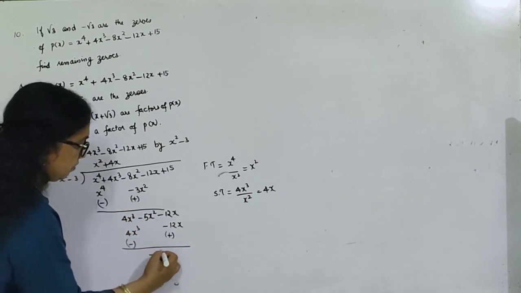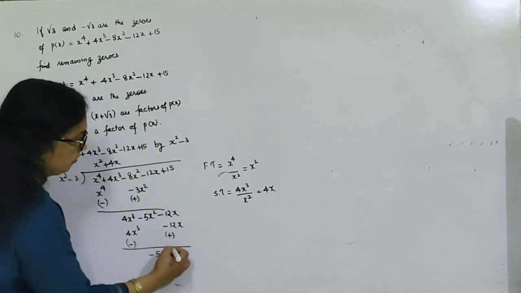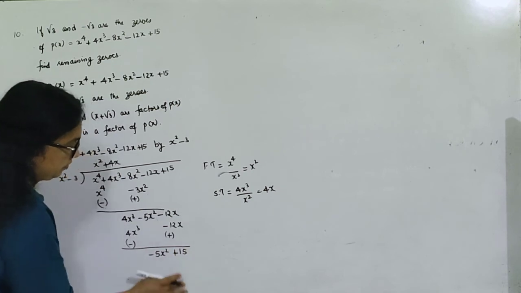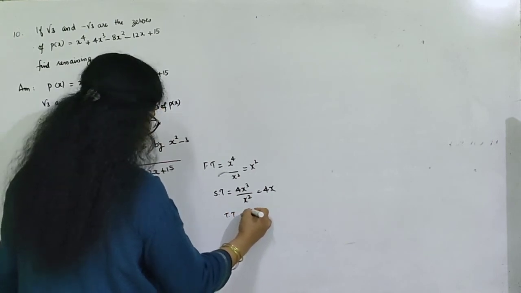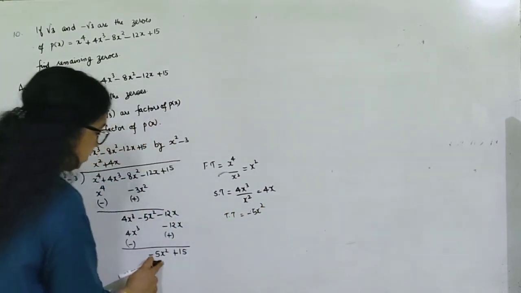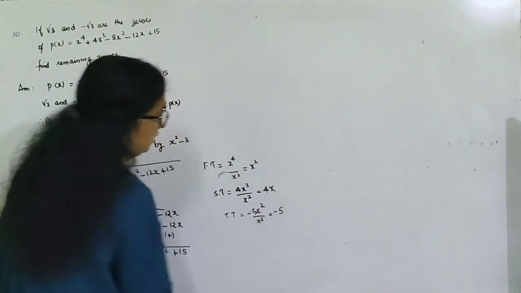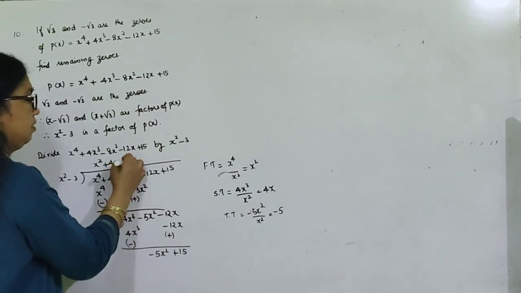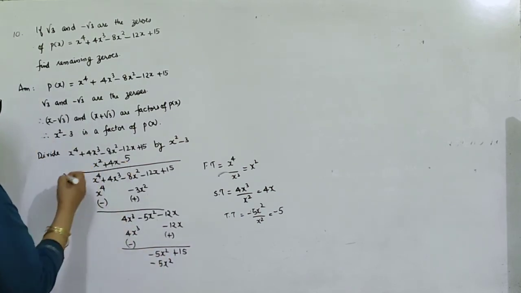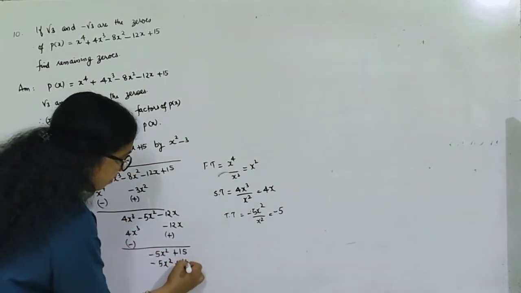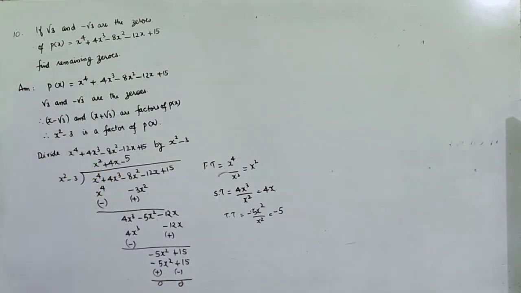Minus 5x square, this one also cancels. Minus 12x plus 12x, 0. Here the remaining one term is 15, so plus 15. Now to get the third term, the highest degree term here is minus 5x square, that is the first one. Divided by x square, we will get minus 5. So write here minus 5. So multiply minus 5 into x square, minus 5x square. Minus into minus, plus, 5 threes are 15. Plus minus, 0. Remainder became 0.